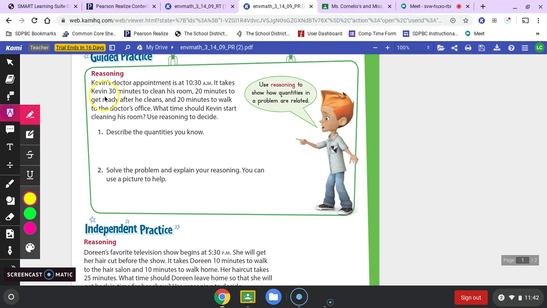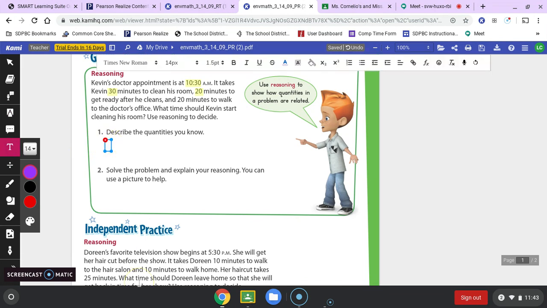We have to remember that we are going to circle, highlight, and bubble our key numbers. And the first question says describe the quantities. So 10:30.